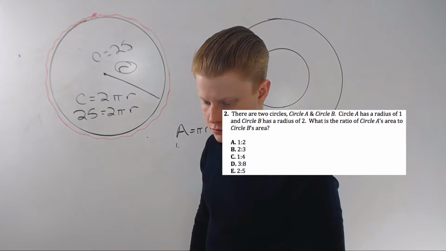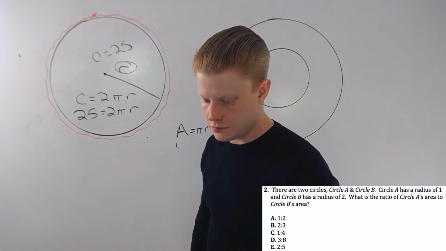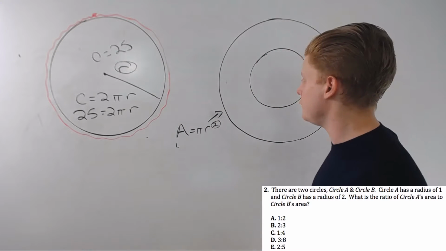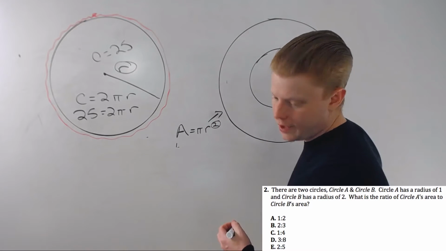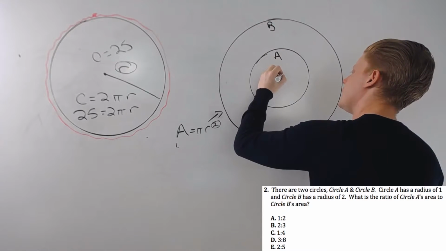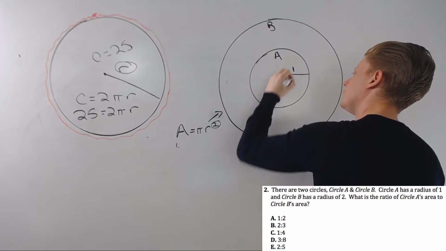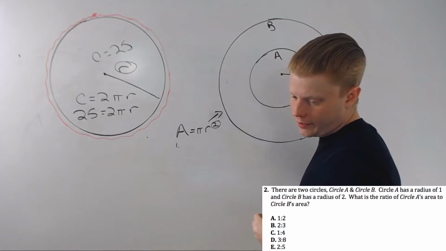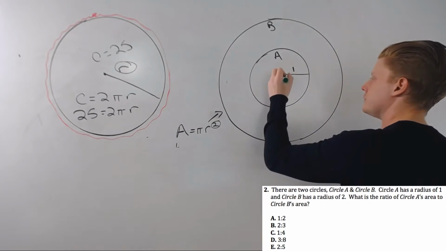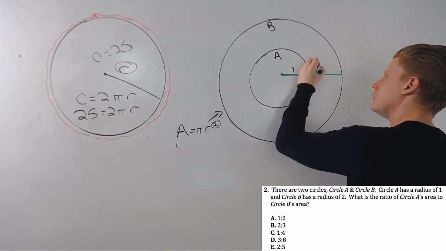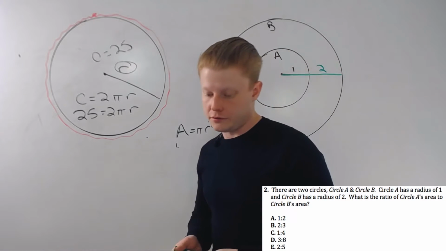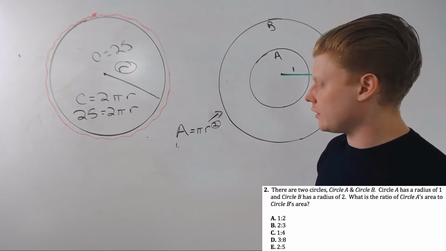Okay, now I got my second one up. There are two circles, A and B. A has a radius of 1, and B has a radius of 2, twice the radius. What is the ratio of circle A's area to circle B's?